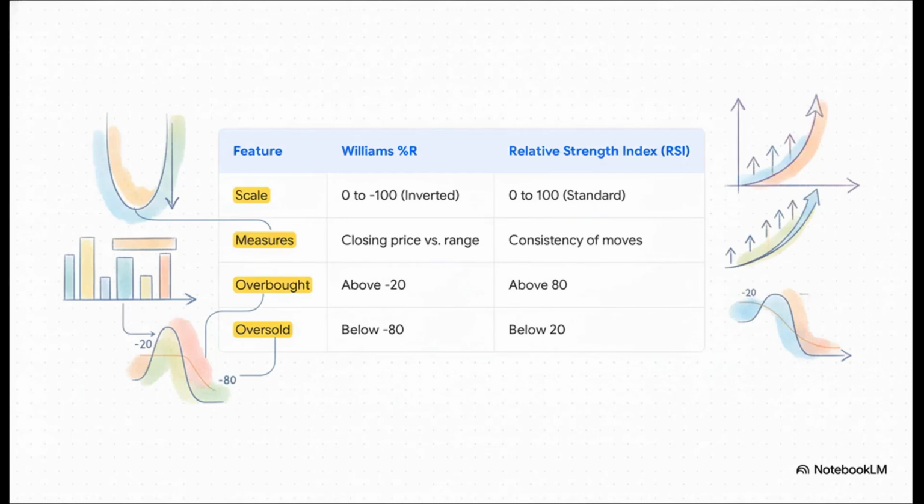This table really breaks it all down, doesn't it? First, you've got the scale. Williams %R is inverted, 0 to -100, while RSI is standard, 0 to 100. Then, what they measure. Williams %R is focused on the price's location in its range, while RSI is all about the consistency of the moves. And finally, and this is maybe the most practical part, the signals. For Williams %R, you're looking for overbought conditions above -20 and oversold below -80. With RSI, the traditional zones are over 80 for overbought and under 20 for oversold. These are the areas where traders start paying very close attention.